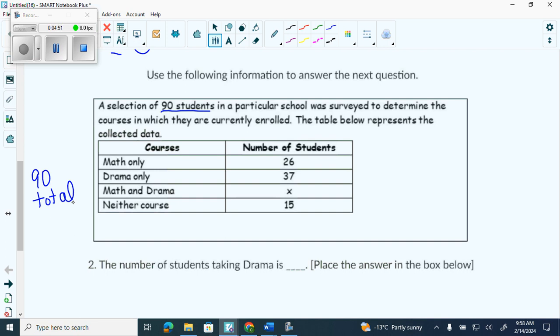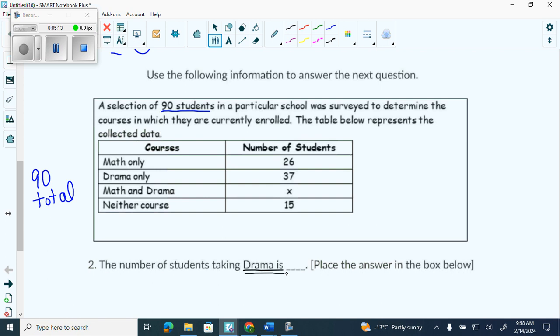That's what "only" does. Only puts you in an actual region of a Venn diagram. Math and drama is open, we don't know, and neither course is 15. So if I go to drama, and here it says the number of students taking drama. Does it say drama only? That would be really stupid because they wrote it up there. It would be 37, right? So drama is the whole drama circle.